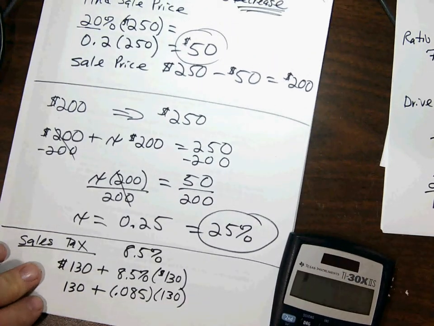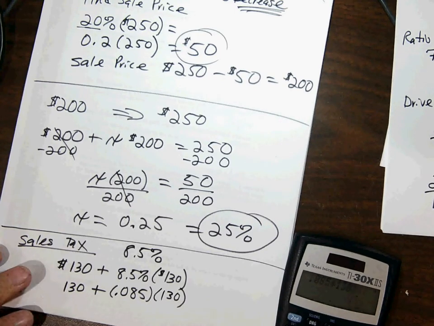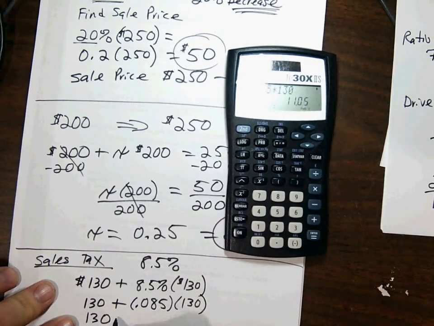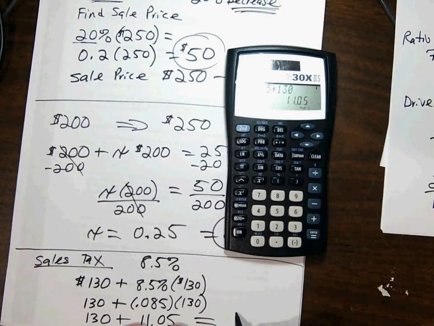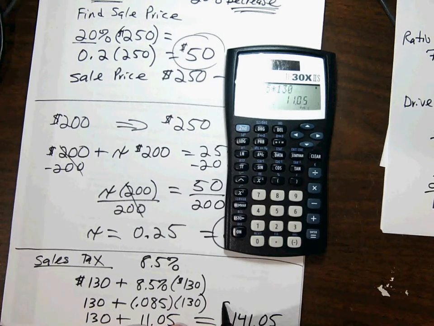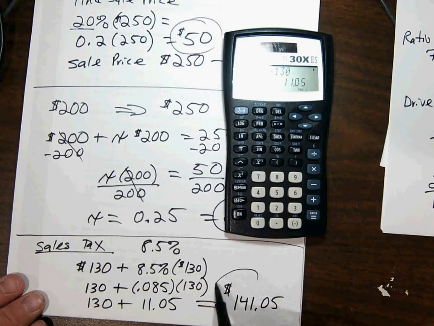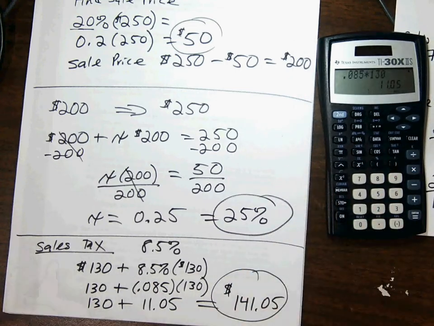What's that going to be? 0.085 times 130. Can't read it. 11.05. So it's going to be 130 plus 11.05. So my out-the-door price is going to be 141.05, right? I've got to add 11.05 on top of the 130. Okay. So percent increase and percent decrease is just that. It's a percentage of some total, and I'm either going to add it to the original amount or subtract it from the original amount, depending on the situation I'm asked. Okay.